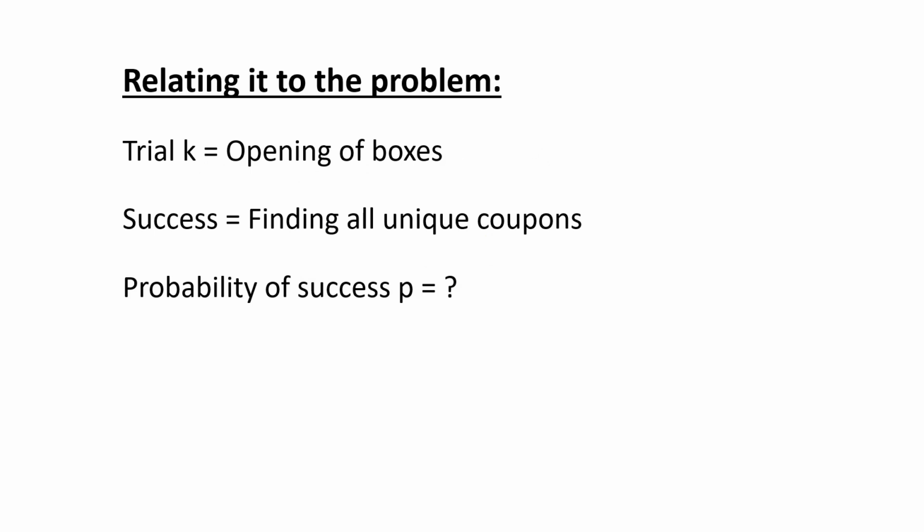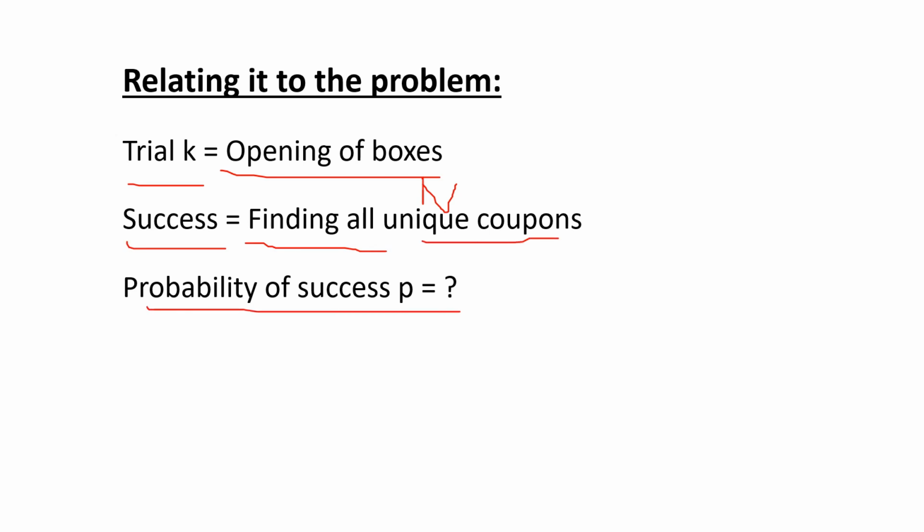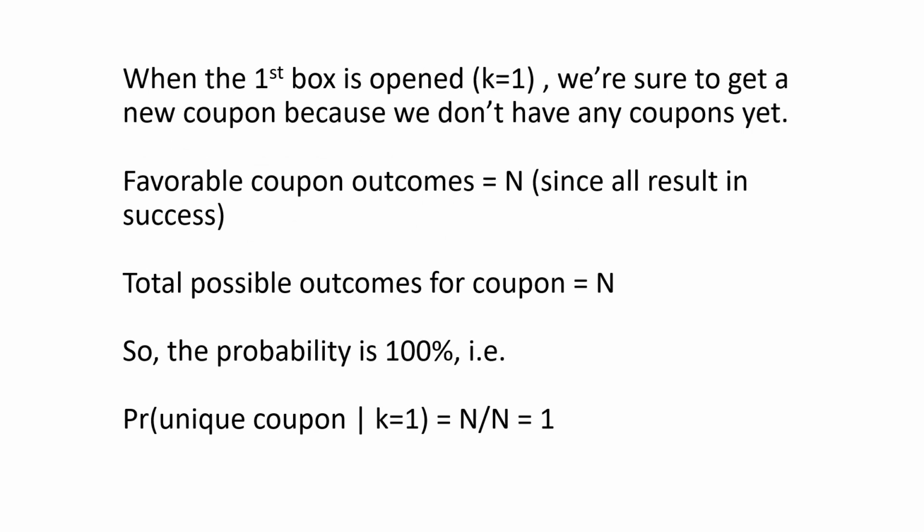So how does this relate to our problem? We have the opening of boxes, which are the trials, and we have the success criteria, which is finding all the n unique coupons, but we don't know what the probability of success is. So let's go step by step and try to estimate this probability. When the first box is opened, we are sure to get a new coupon because we don't have any coupons yet. So the number of favorable outcomes for us is n, since all of these result in a success, and the total possible outcomes for a coupon is also n. So the probability is 100%.